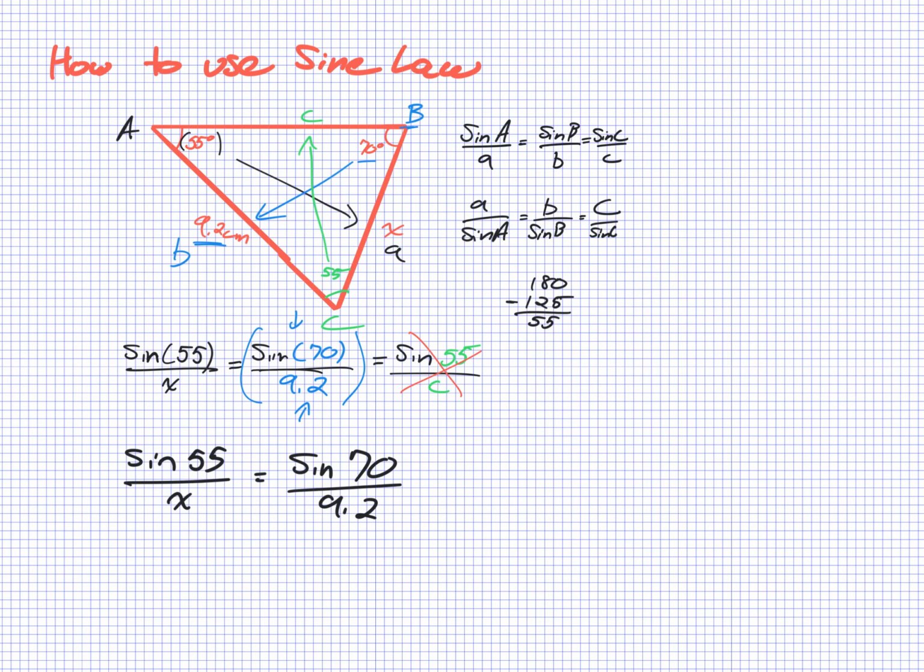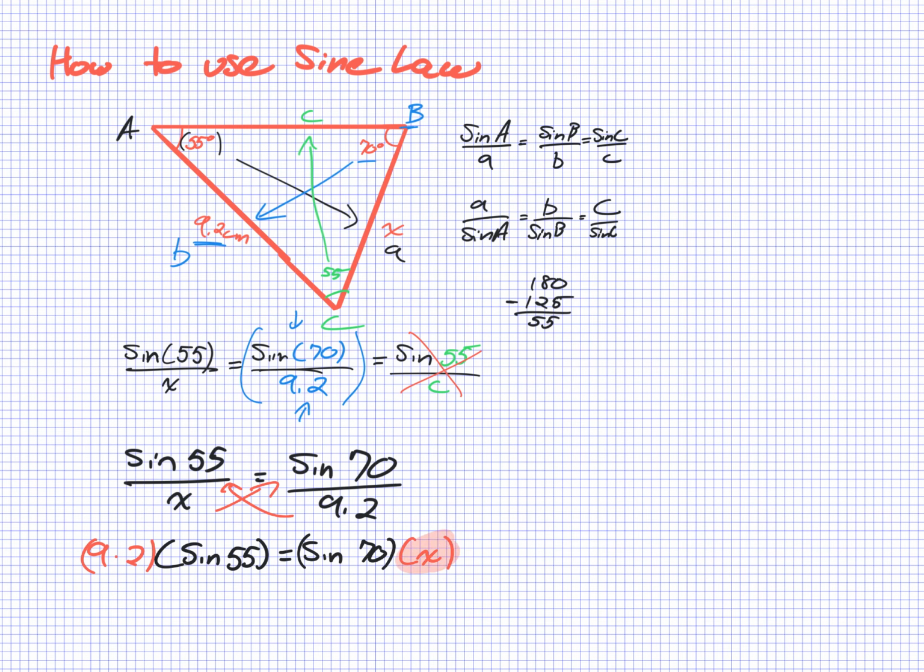These are considered equivalent fractions. So I don't know if you remember equivalent fractions, but there's an easy way to make them not fractions anymore, is you could do a cross multiply, and it would get rid of all the fractions. So I'm going to cross multiply, which just means I'm going to multiply that by x, and this by 9.2. So a quick way of writing it is 9.2 times sine 55 is equal to sine 70 times x.